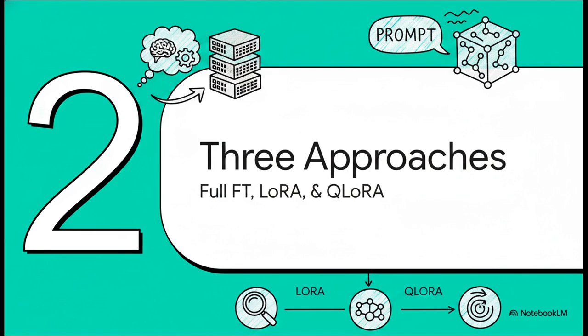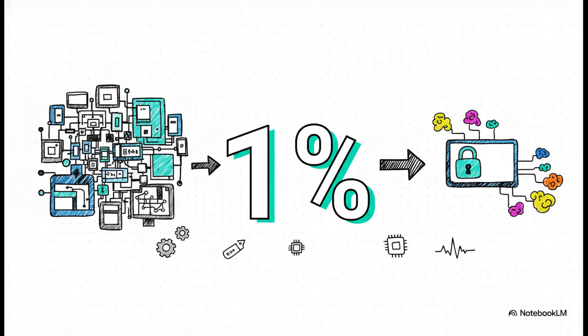So say you've looked at your workload, you've tried prompt engineering, and you've decided you absolutely definitely need to fine-tune. Which approach do you actually take? Think about this number, 1%. Just a few years ago, fine-tuning meant modifying every single parameter in a model. If it was a 7 billion parameter model, you updated 7 billion weights. We call that full fine-tuning, and honestly, it requires massive compute.